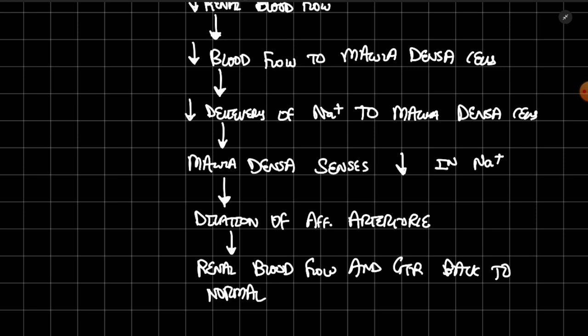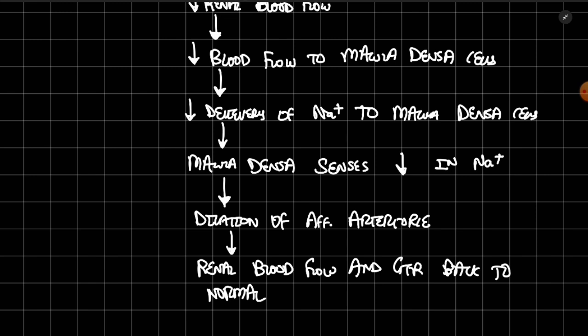And the opposite is also true. Increase in blood pressure, increase in renal blood flow, it will increase the GFR. It will increase the Na plus and Cl minus delivery to the macula densa cells. They will sense that and they will constrict the afferent arteriole, and they will regulate the renal blood flow back to normal and GFR also back to normal.